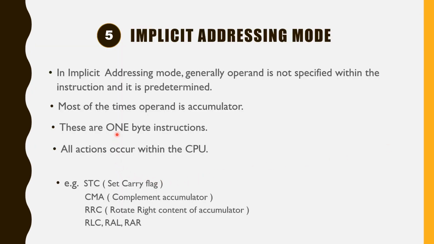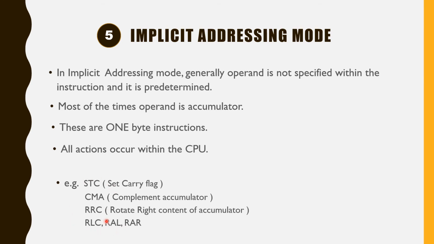Now this is the implicit addressing mode. Implicit addressing mode is nothing but, in this addressing mode, generally the operand is not specified. Not specified means, for example, we take STC, set carry flag. Here the operand is not specified. CMA, complement accumulator. Here also the operand is not specified. RRC, rotate right the content of the accumulator. So RLC, RAR, RAL. This type of instruction is called the implicit addressing mode.